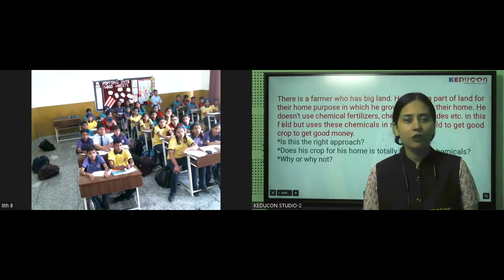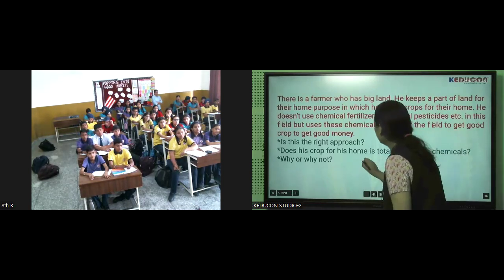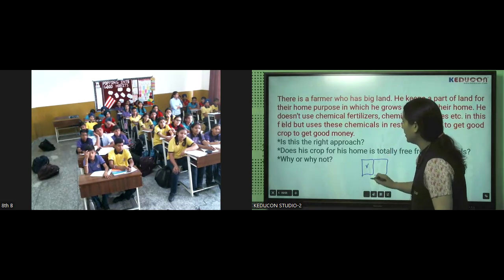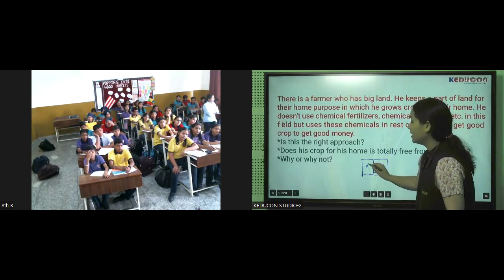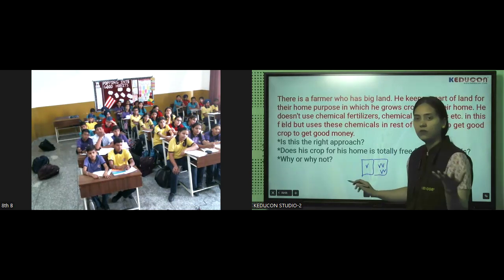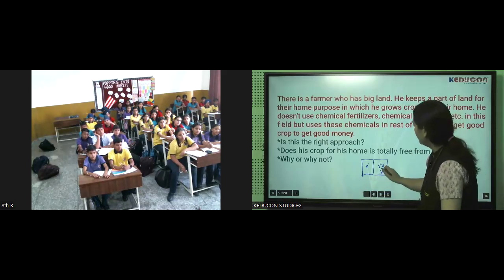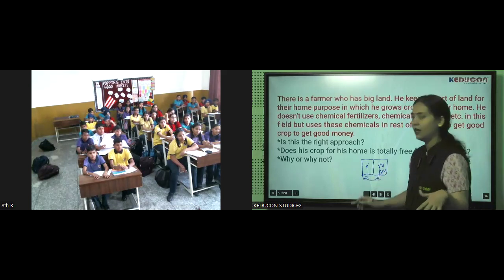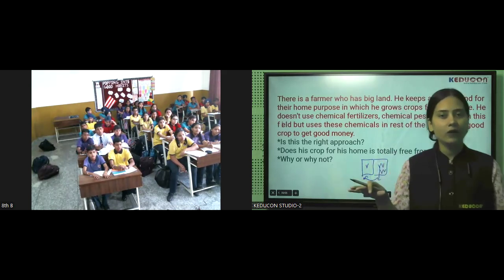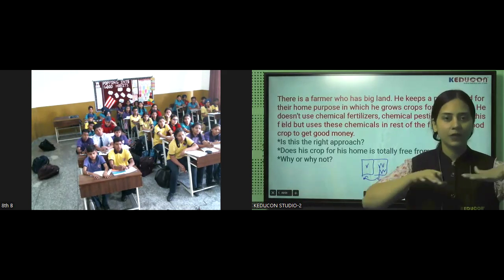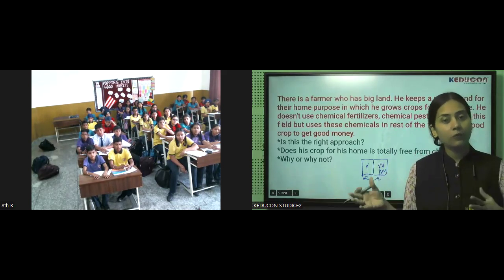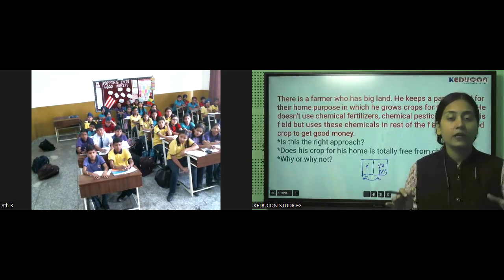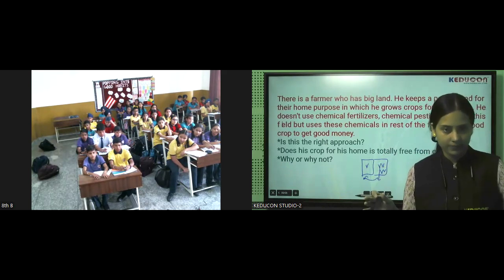Does his crop for his home remain totally free from chemicals? Do you think it's free from chemicals? Say he has these two fields. Here he is growing for himself and here he is growing for others. Like I told you, when he sprays, the chemicals will get inside the soil. And if it gets inside the soil, what will happen? It will reach here also. It will not remain in that area only. It will go everywhere. So now his crop is also affected, even though he believed that it is not.